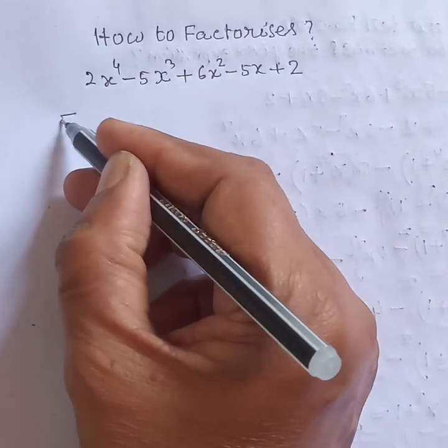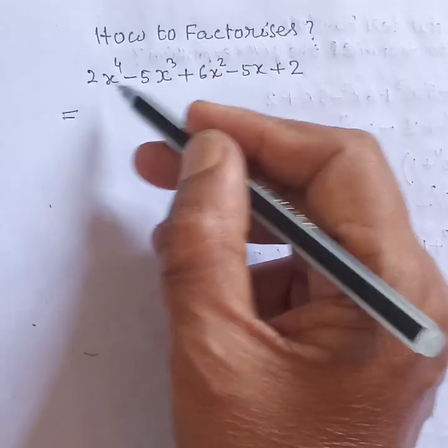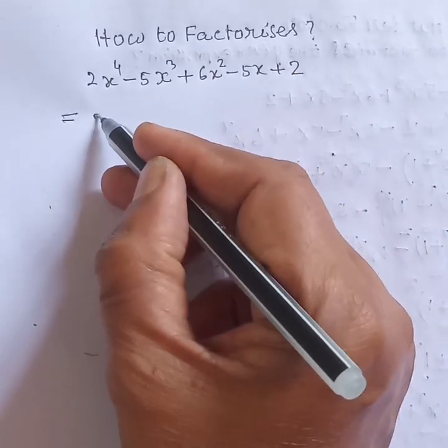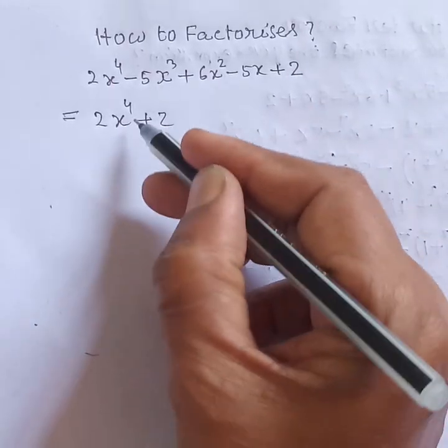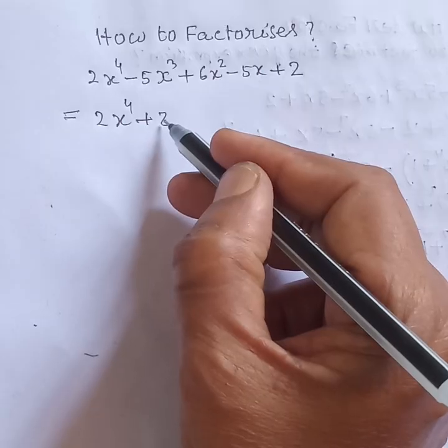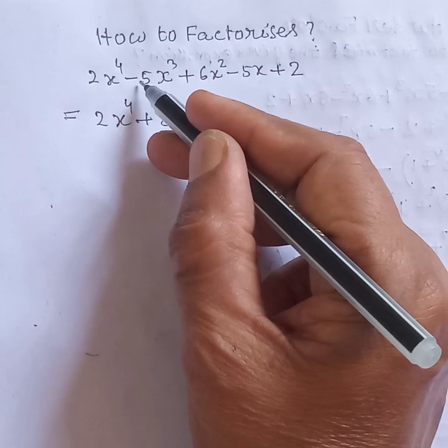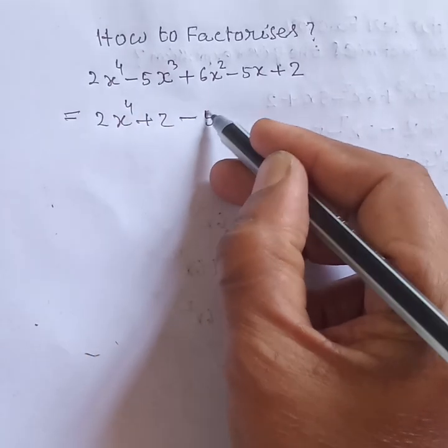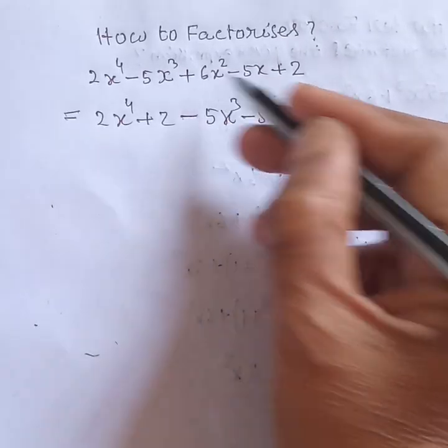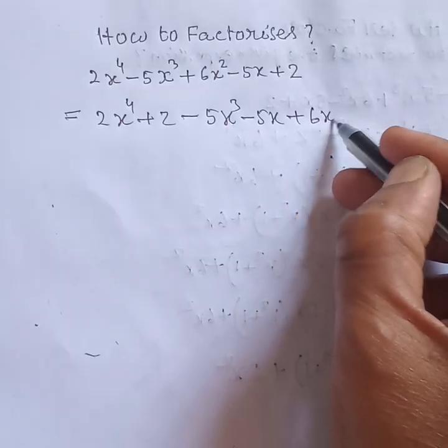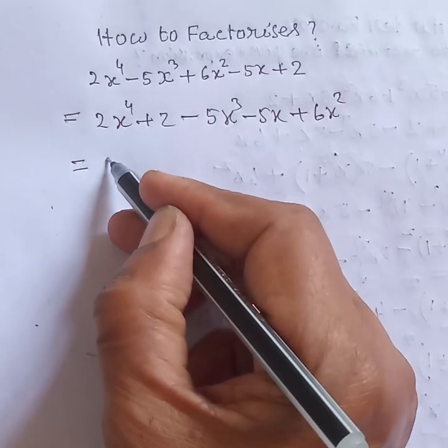Solution. At first we group like coefficient terms. That is 2x to the power 4 here, plus 2 here, with coefficient 2, constant 2 here, and here like coefficient minus 5. Therefore write 5x cube minus 5x plus 6x square. Now take 2 common from these two terms.